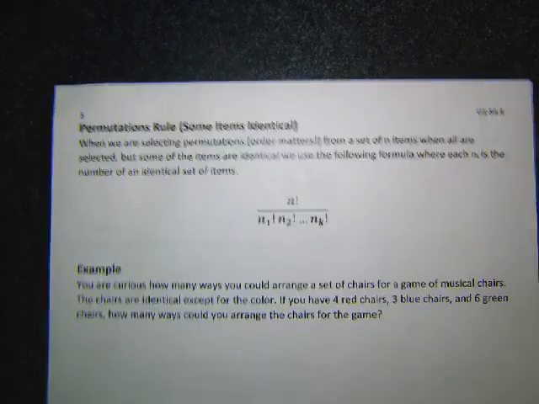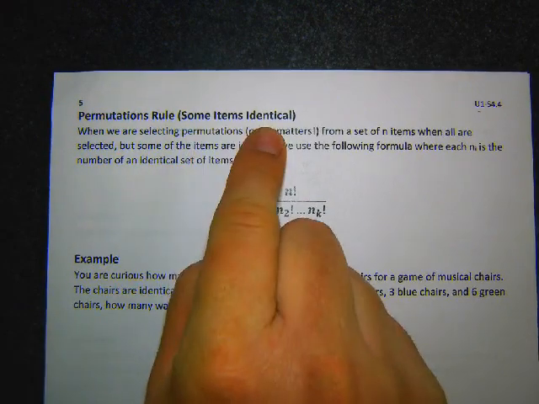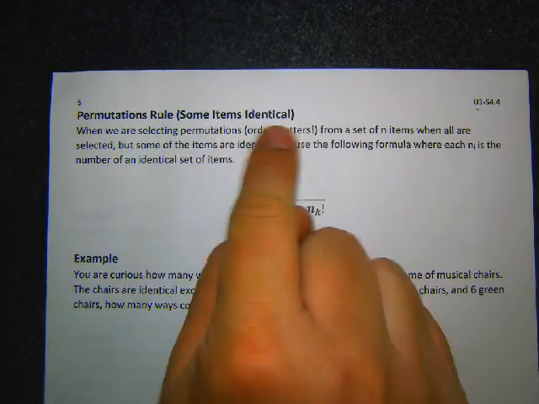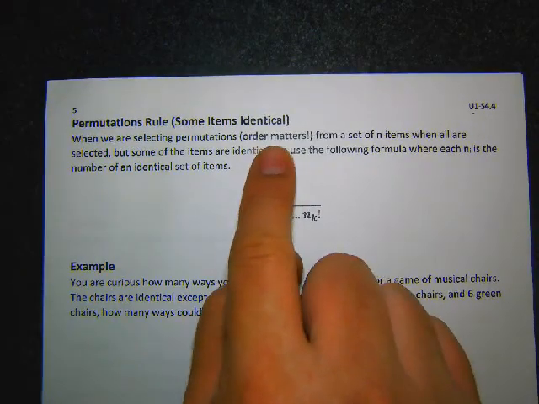Okay, now there are some situations where you might use a permutation, but some of the items might match, might be identical. So maybe you're trying to arrange, I think the example I have here is colored chairs. Some of the chairs are red, some are blue, some are green. Well, you can't really tell the red chairs apart that much. So you're going to treat all the red chairs as being the same, but they are different than the blue chairs. In this case, we'll use a slightly different formula. So this is the formula if some of the items match, some of the items are identical. So we're doing permutation. Again, the order matters.